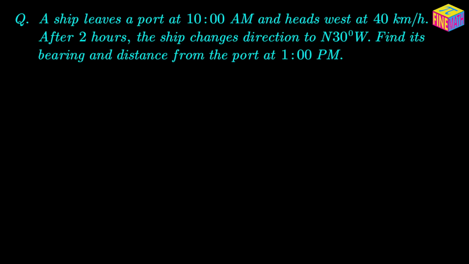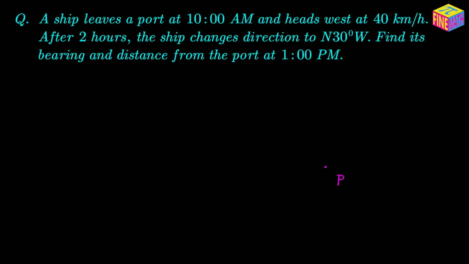So the ship left the port at 10 o'clock, went straight west for 2 hours at 40 km per hour speed, and then it changed the direction kind of towards north, kind of northwest, so it is north 30 degree west, and then it went that way for another 1 hour, and now it is 1 o'clock, and we have to find out the bearing and the distance of the ship from the port. Now let's draw the diagram.